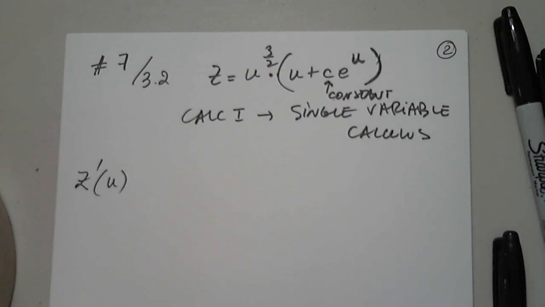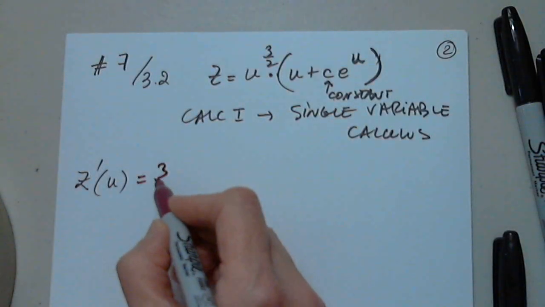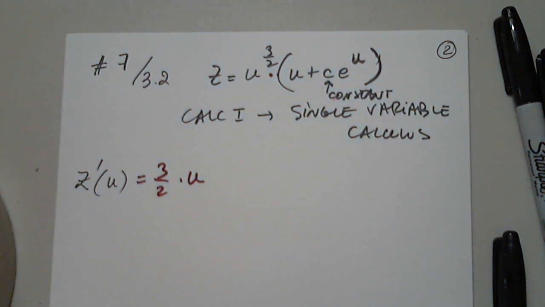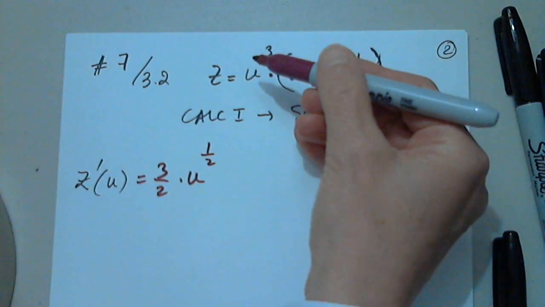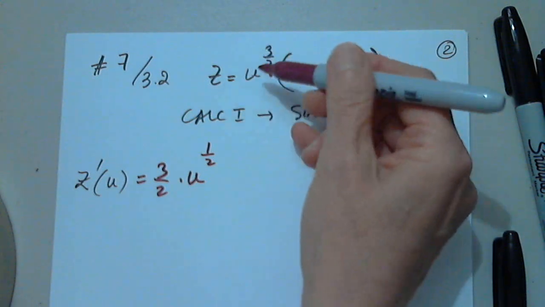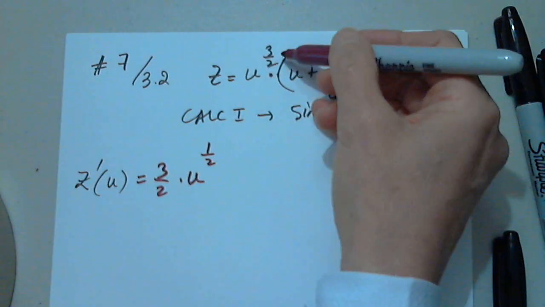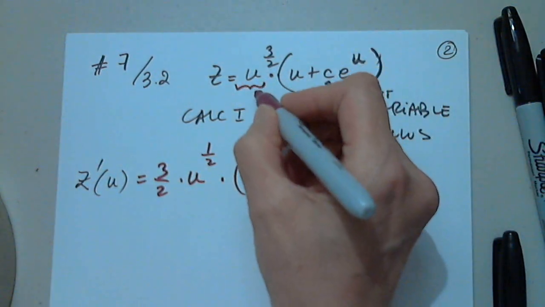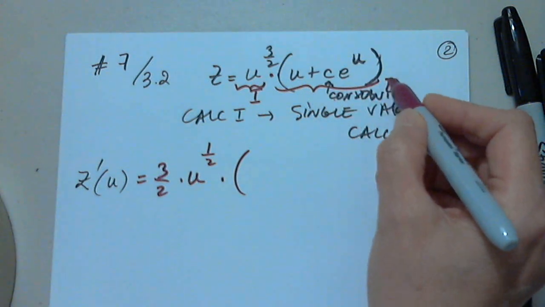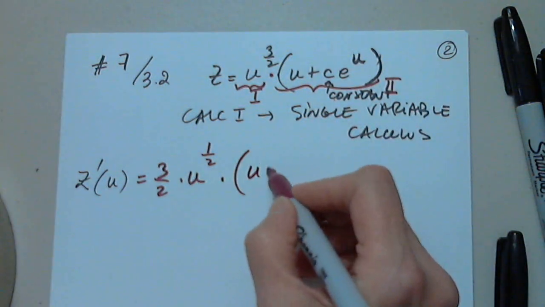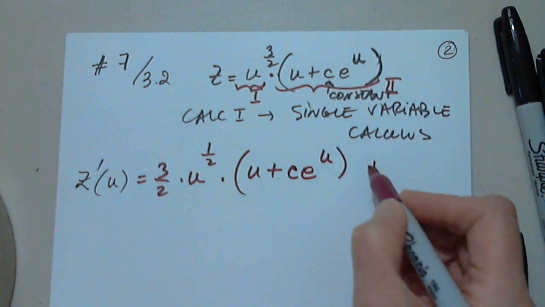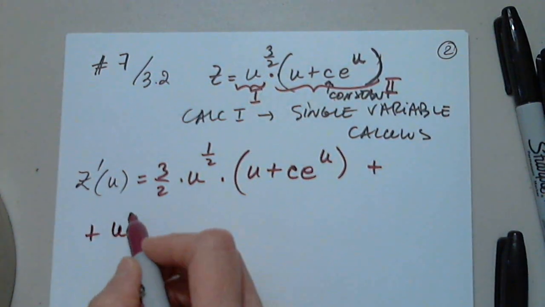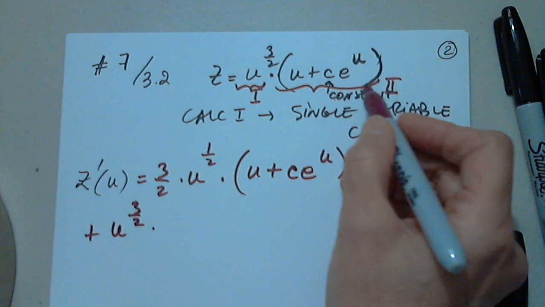So would it be 3? Yeah, 3 over 2 U. Yes? U raised to 1/2. Exactly. So we bring down the power and subtract 1 from the power. 3/2 minus 1 is 1/2. But remember now I have to copy the second function. So this is my first function and this is my second function. Now I have to copy the second function, C e to the U plus. Now I copy U to the 3/2 and now I have to differentiate the second function.